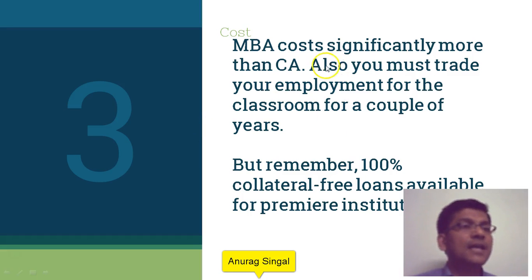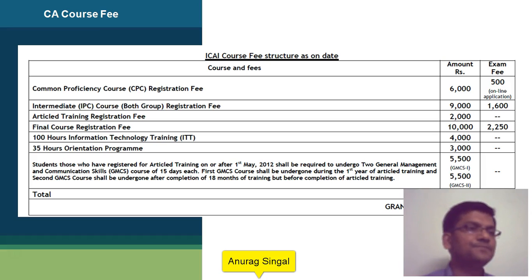In terms of cost, an MBA costs you significantly more than a CA. We'll come to the specific cost later. Plus, if you're going for an MBA after doing your CA, you are trading your employment for the classroom for a couple of years. So at a fresher level, let's say you can start with a salary of 12 lakhs per annum as a chartered accountant. So it's 24 lakh rupees of opportunity cost as well. However, remember that cracking the CAT is perceived to be so difficult in India that once you do that and gain admission into a prestigious college, you have 100% collateral-free loans.